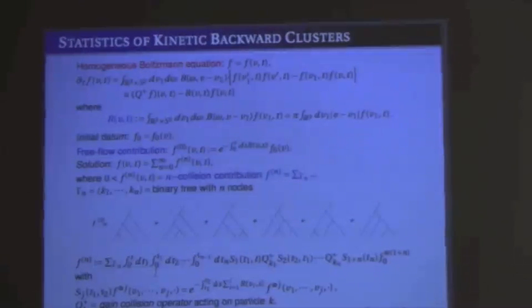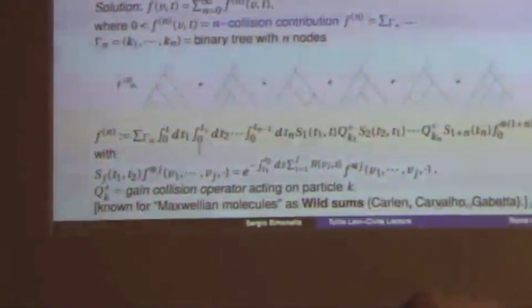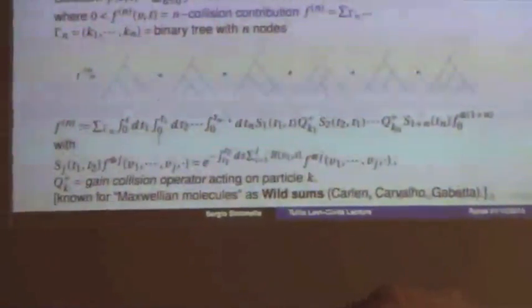Yes, you have a sum of graphs, which are binary tree graphs, k1, ..., kn, with n nodes. This tells you how the particles in the backward cluster appear, who is the father of who. And for each one of these graphs, you have an integral, there is a time ordered product, and then there is a composition of operators, S_{j1} Q plus, S_{j2} Q plus, and so on, applied to the tensor product of the initial state, where the operator S_j is just the multiplicative operator of the exponential of this function R, and Q plus is the gain collision operator acting on particle k.